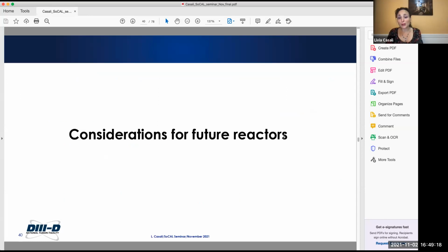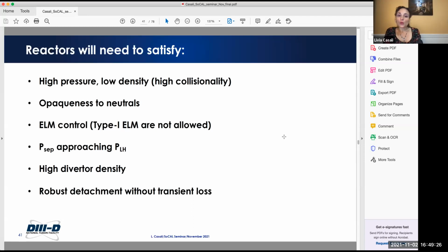I do have a part where I now discuss considerations for future reactors. I will try to be short here. Now, right now I showed core edge integration on existing machines, experiments and modeling. However, the situation in the reactor is going to be different. Reactor will need to satisfy high pressure, low density, opaqueness to neutrals, and control high divertor density, a robust detachment without transient loss.